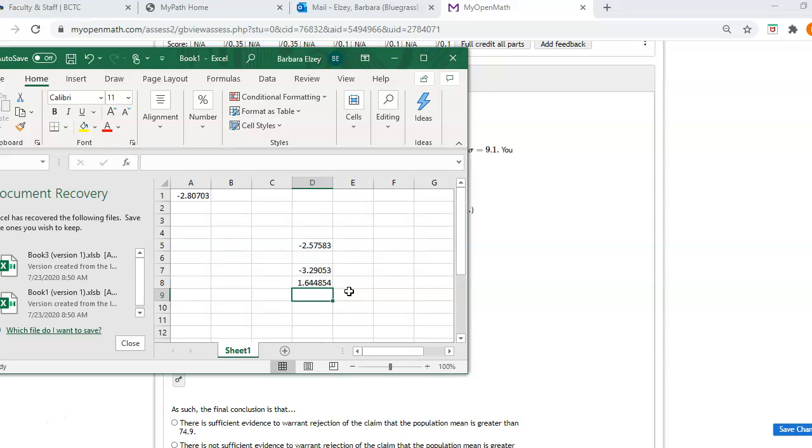So notice, if it's to the left, you just put it into Excel and get the value. If it is a two-tailed test and not equal to for your alternate, you're going to divide it by 2 and put it into Excel. And if it's a right-tailed test, you're going to subtract it from 1 and then put it into Excel. Hopefully that will help clarify.